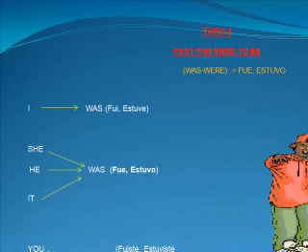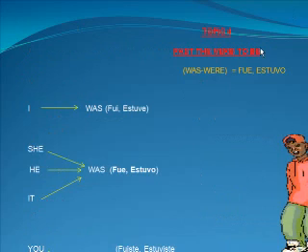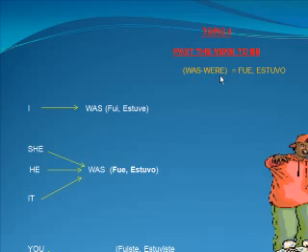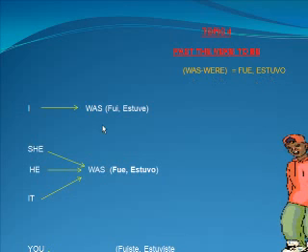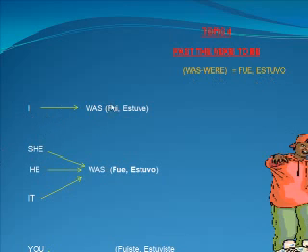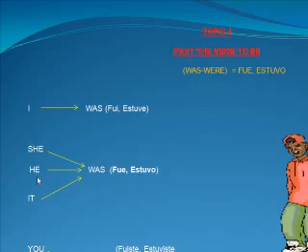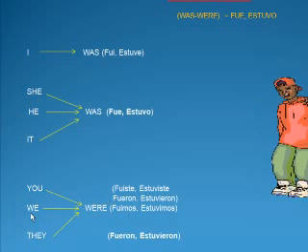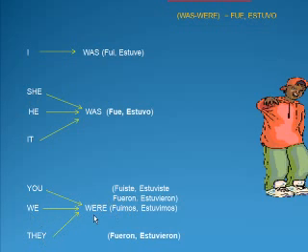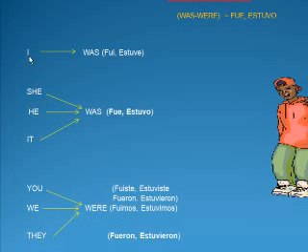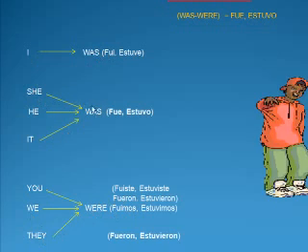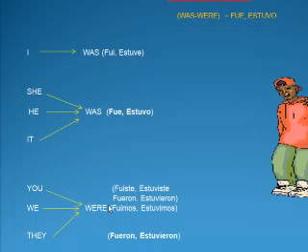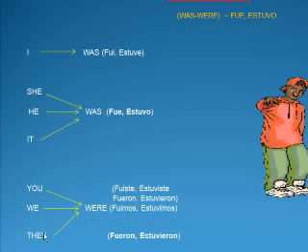Topic number 4. Past of the verb to be. Was and were. Fue, estuvo. I was. She was. He was. It was. You were. We were. They were. Pronoun students. I was. She was. He was. It was. You were. We were. They were.